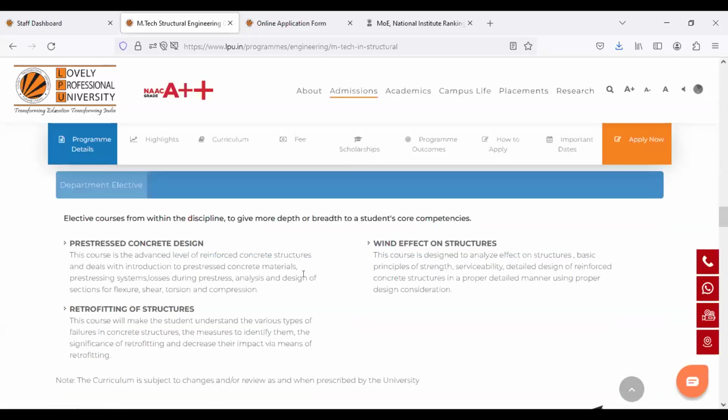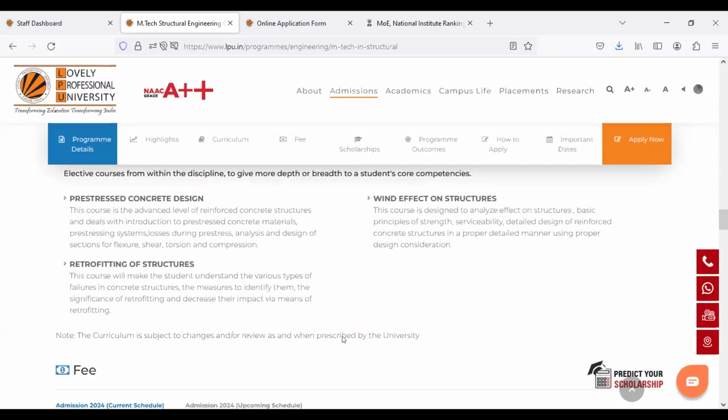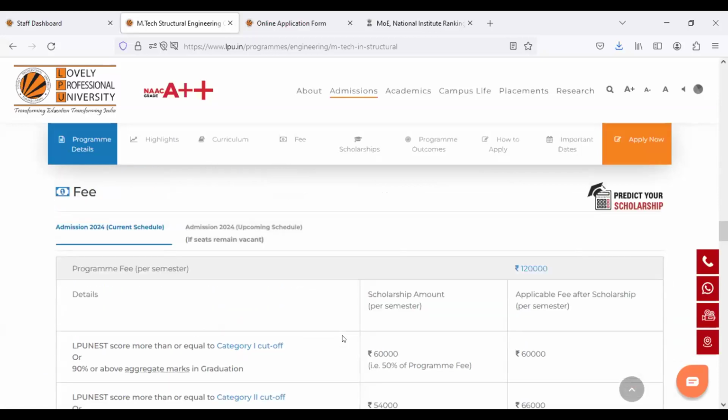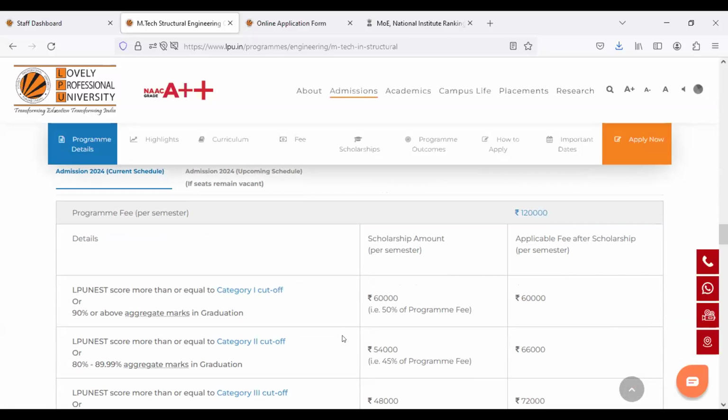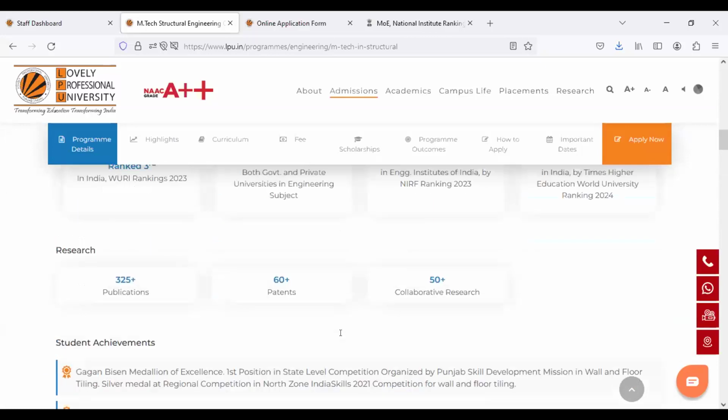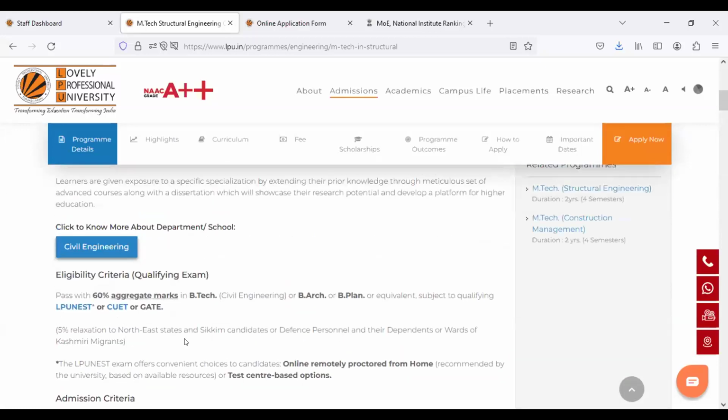And department elective means specialization. These are the specializations the department is offering. And the program fee for the MTech Structural program, along with the scholarship benefits, is mentioned over here. If you check out the eligibility, I can show you over here. We consider CUET, GATE, and LPNEST. So of these three exams, you have to qualify in either one.